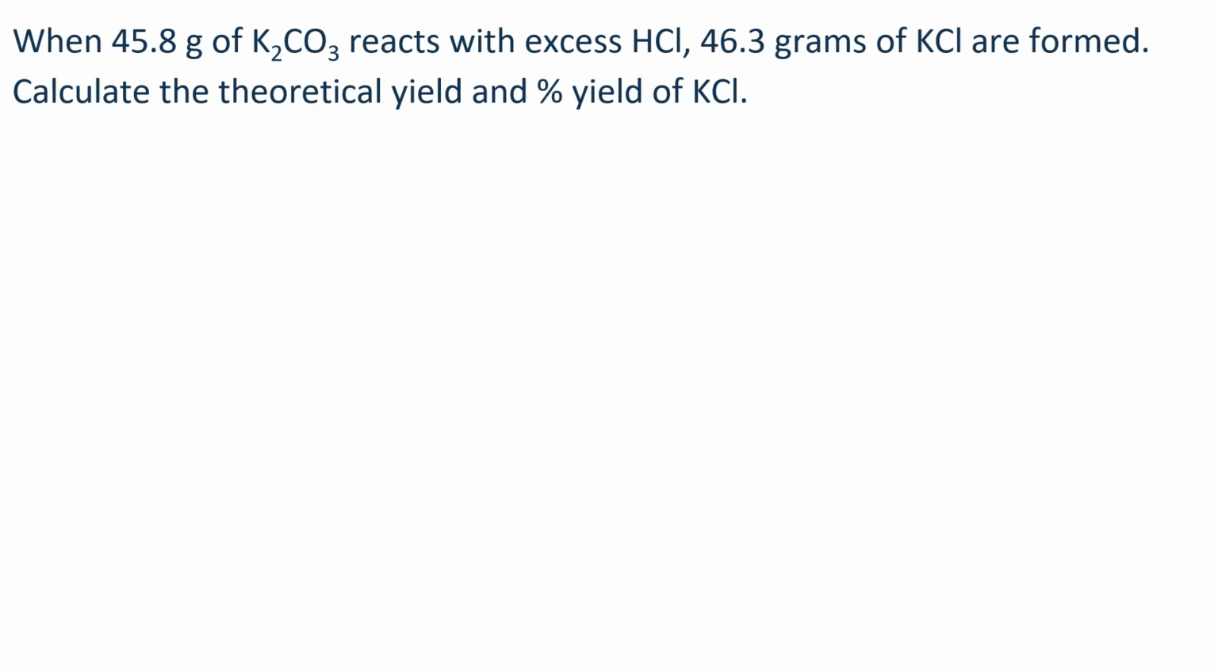Here's an example. We have 45.8 grams of potassium carbonate that's going to react with excess hydrochloric acid. 46.3 grams of potassium chloride are formed. Calculate the theoretical yield and the percent yield. So we're going to do two different calculations in this problem. First thing we always need is a balanced equation.